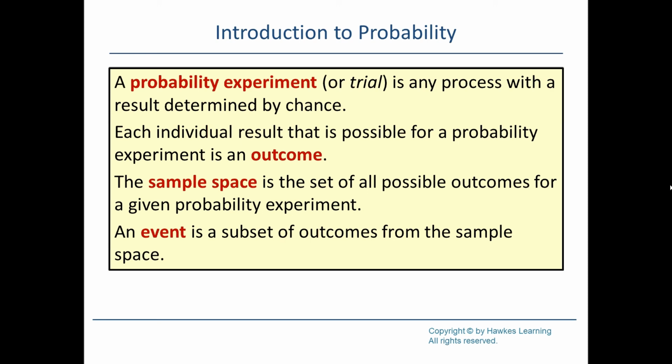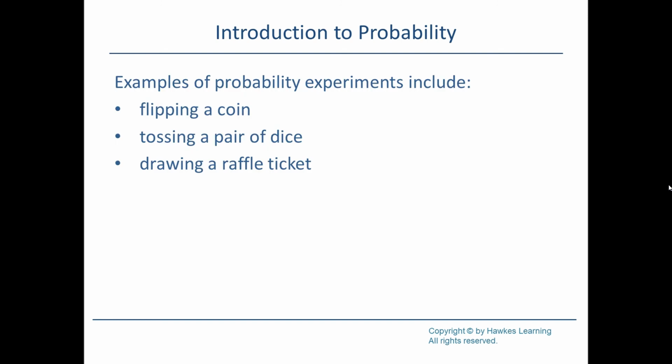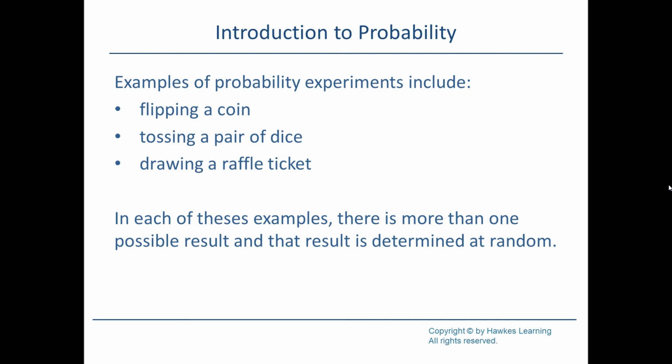An event is a subset of outcomes from a sample space. So an event could be just head. An event could be just tail. An event could be head or tail. Or an event here could be none of the above. Examples of probability experiments include flipping a coin, tossing a pair of dice, drawing a raffle ticket. Those are the basics. In each of these examples, there is more than one possible result, and the result is determined at random.